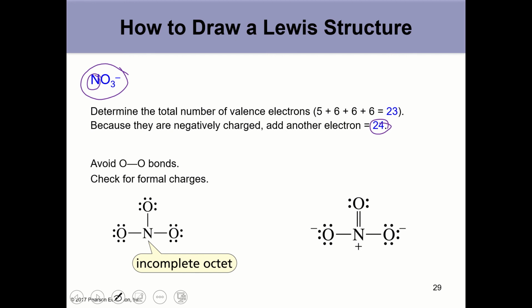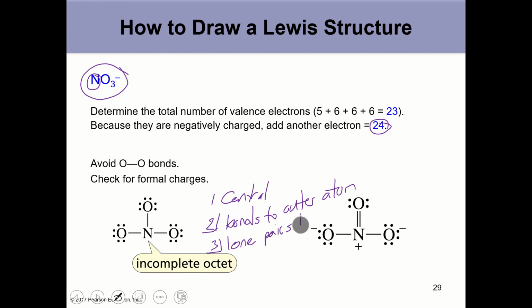Once you've done this step, you have to reevaluate. If the central atom is left without an octet, following the rules of central atom: 1, 2 bonds to outer atom, 3 lone pairs to outer atoms until all have octet. And then 4 remaining electrons on a central atom.